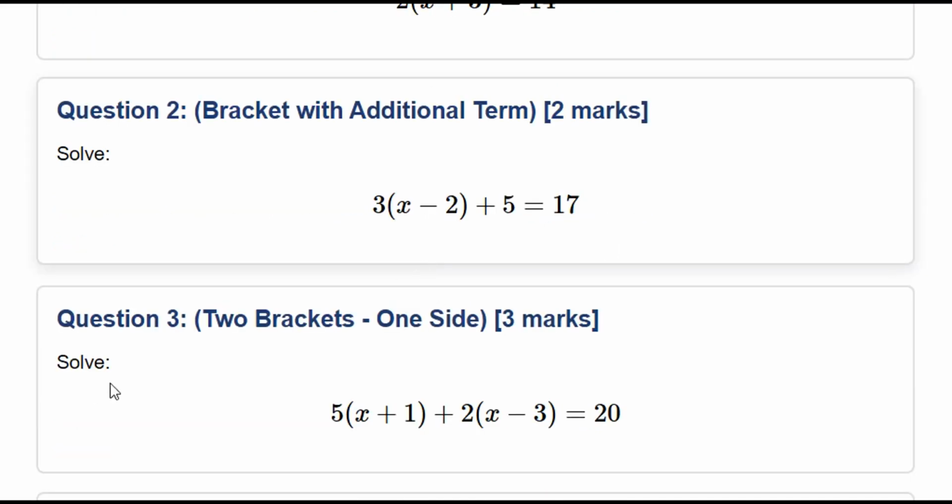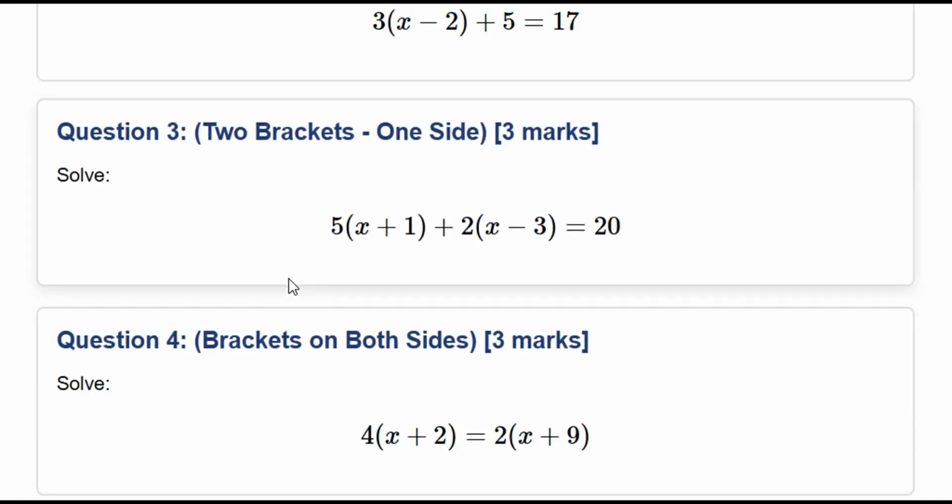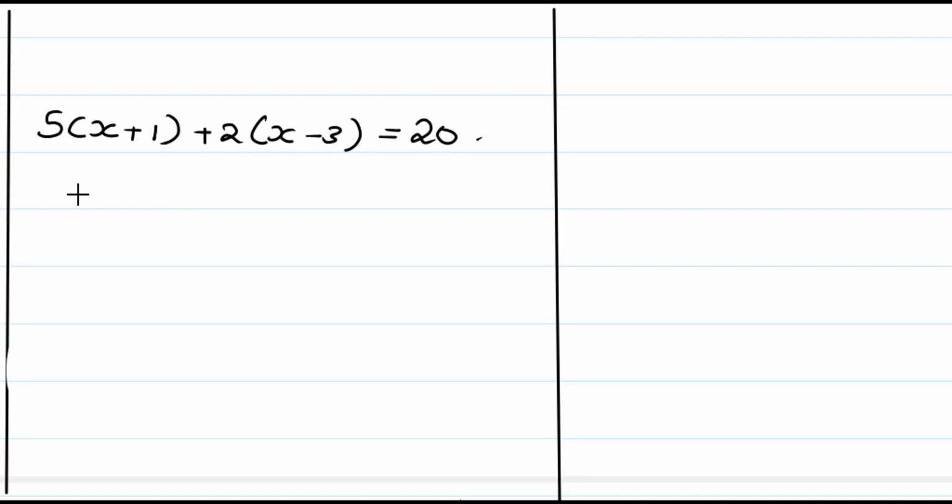So, can you try to solve question 3, which is even more complex, where we are told to solve 5(x + 1) + 2(x - 3) = 20. As usual, the first step here is to open the brackets, and to do so we take all the values inside the brackets and multiply them by the value outside the brackets. So in this case we have 5 multiplied by x, which is 5x, then plus 5 multiplied by 1, which is 5.